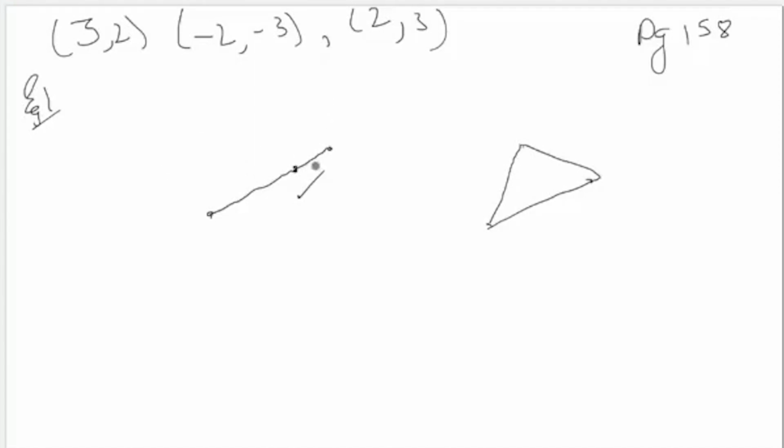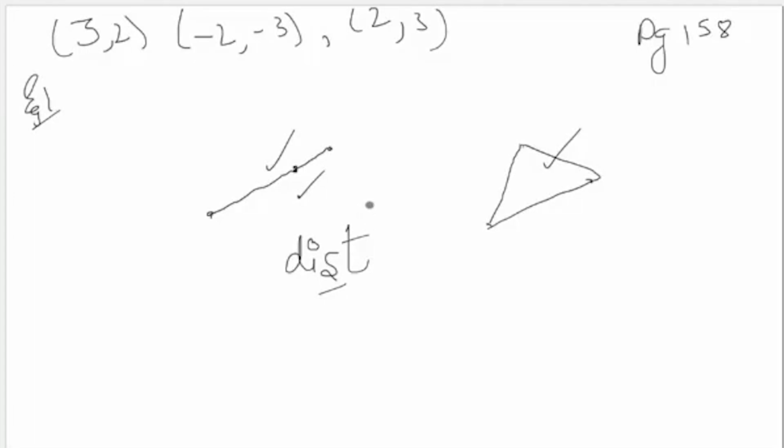Now, how will we come to know whether this is a triangle or these points are collinear? We have done only the distance formula till now. With the help of the distance formula, how can we conclude whether it is a triangle or the points are collinear? What property will tell us? The sum of any two distances should be greater than the third distance.